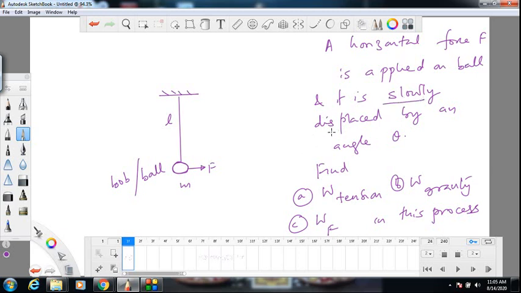Very important word. When the word slowly comes in physics, what is the meaning of slowly? Suppose I ask you, what could be the speed of the ball when I say it is moving slowly? You might be tempted to give some numbers. Suppose you say, sir, 1 meter per second, that is wrong. Sir, it is 0.1 meter per second. No, that is also wrong. Sir, 0.001 meter per second. That is also wrong. Slowly means with a speed which is tending to 0.